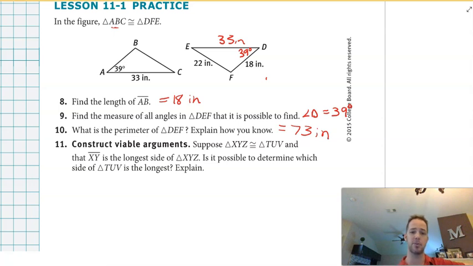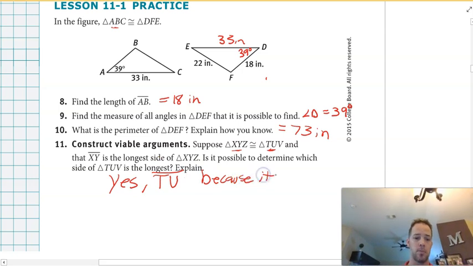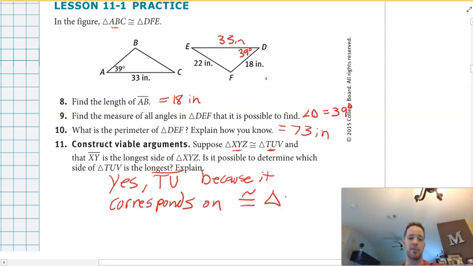And number 11, suppose we have two congruent triangles and XY is the longest side of this. Is it possible to determine which side of triangle TUV is the longest? Yeah, if they're congruent triangles, the longest piece of this has to correspond to the longest piece. So if XY is your longest piece, in the congruent triangle TUV, the first two letters are TU. That means the longest piece on triangle TUV has to be TU, because it corresponds on the congruent triangle.